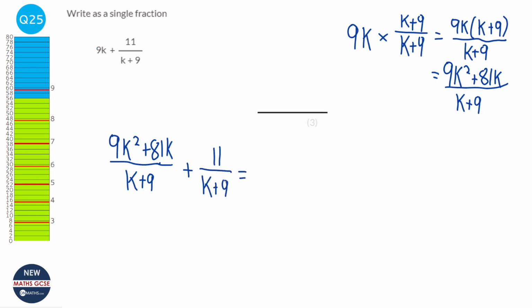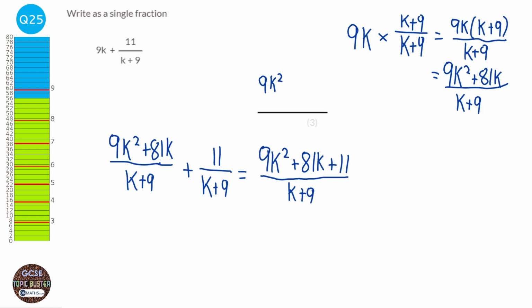And whenever we're in this situation here, we just add the numerators. So it's going to be 9k squared plus 81k plus 11, and all of that over k plus 9. And that will be our answer. So let's put that in our answer field.